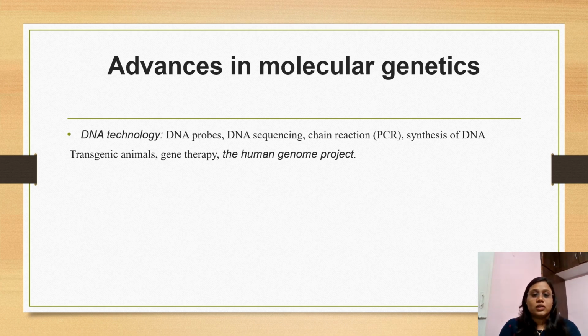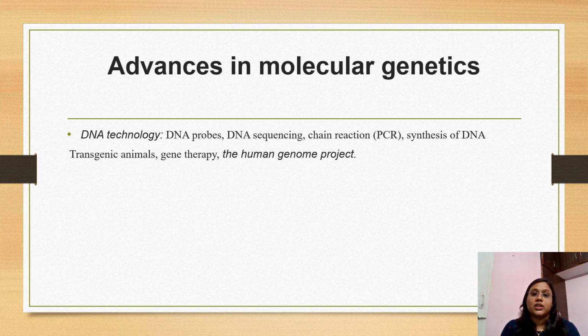Nowadays there are advances in molecular genetics. Various DNA technologies are there, like DNA probes, meaning we take a DNA sequence and create a DNA probe. From that probe we can easily identify other homologous sequences of that DNA. Then with PCR we can easily identify viral DNA in the smallest tissue fragment. Then we can synthesize new DNA.